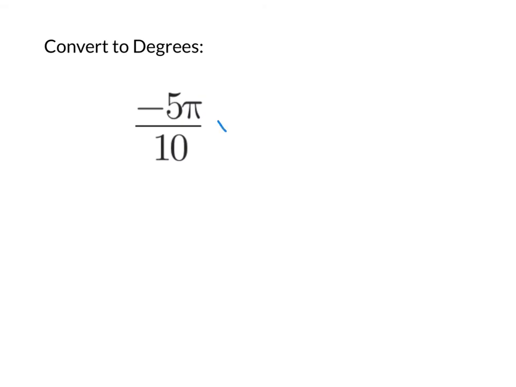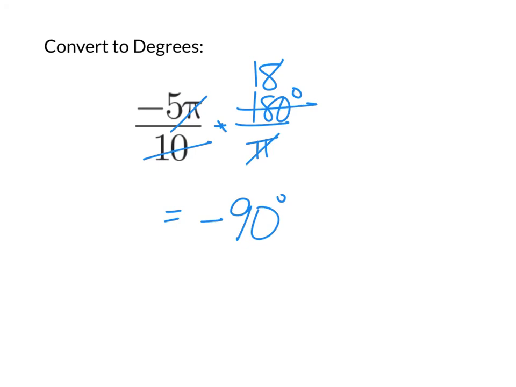One last one, we're going to multiply by 180 over pi. The pi's cancel. 10 goes into 180 18 times. And -5 times -18 is -90. So it is possible for us to have a negative angle measure.